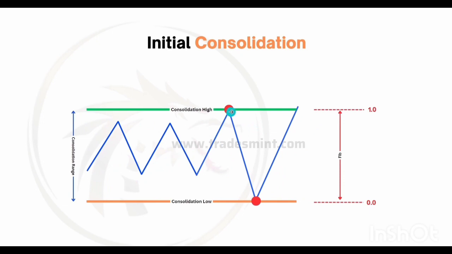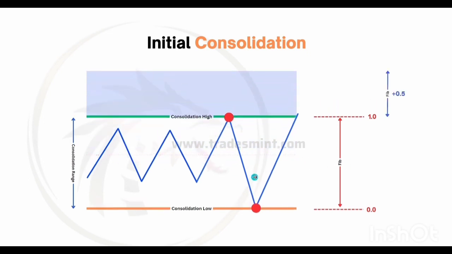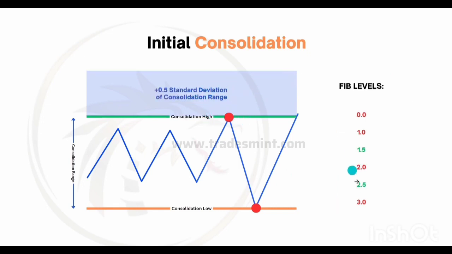If we take the consolidation range high and the consolidation range low, and we take a fib and anchor it to the high and the low, we want to get the midway point between the consolidation range and project half a standard deviation above the consolidation range high. These are the fib levels that we would use. 0 would be the anchor low and 1.0 would be the anchor high. We would then see 0.5 deviations of the consolidation range projected higher on our charts.